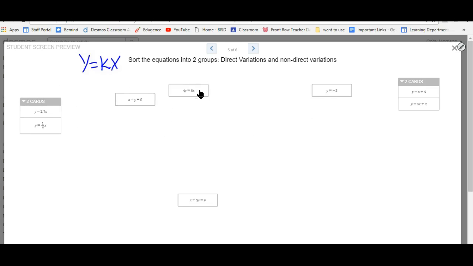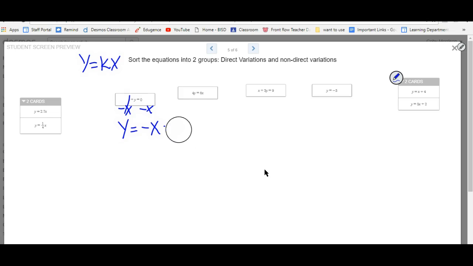Let me sort them out here. So I'm going to do some work for them. Let's start with x plus y equals 0. If I want to make this look like y equals, then I need to get rid of the x. If I minus x from both sides, I'm left with y equals negative x. I don't really need the plus 0 because it doesn't have to be there. And that's like a negative 1x. That is y equals kx. That is a direct variation. So I'm going to put that one over here.